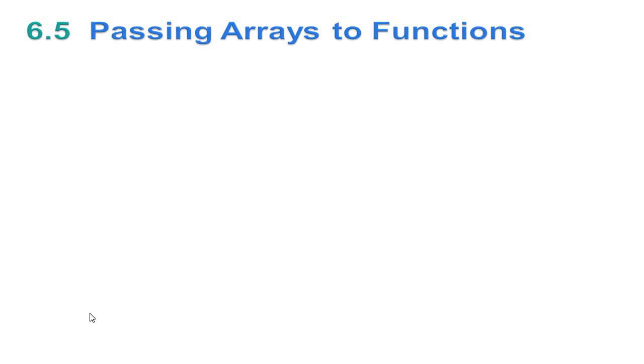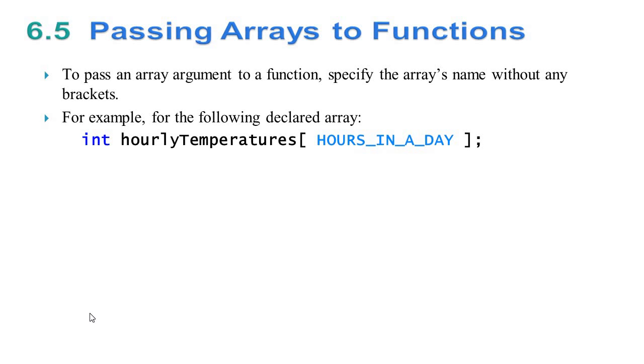Hello everyone. So now let's learn about how to pass arrays to a particular function in the form of an argument. Let's see first, this is just an example. This is an array declaration, which is of type integer, and the array name is hourly temperatures, and inside this is a constant, hours in a day, that is 24. But it is defined as a constant.